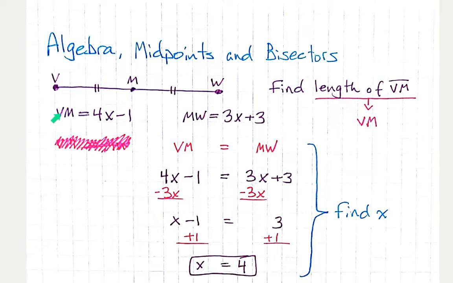So that means whatever the length of VM is, remember VM is a number, it's a length. Whatever that length is, it's 4x minus 1. I just don't know what x is. If I knew what x was, I could do the math and figure out what the length was.